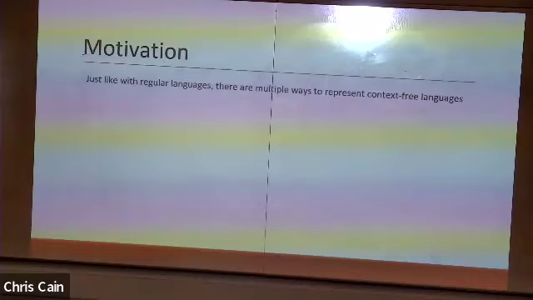So just like with regular languages, we have lots of ways to represent context-free languages. We've talked about grammars as a way to do so, but we need some kind of state machine.